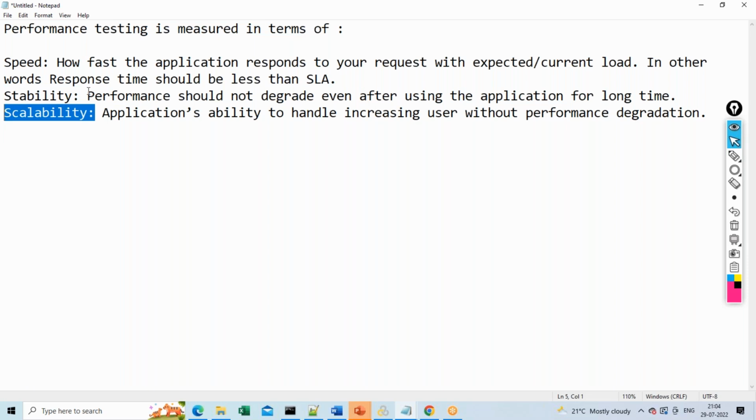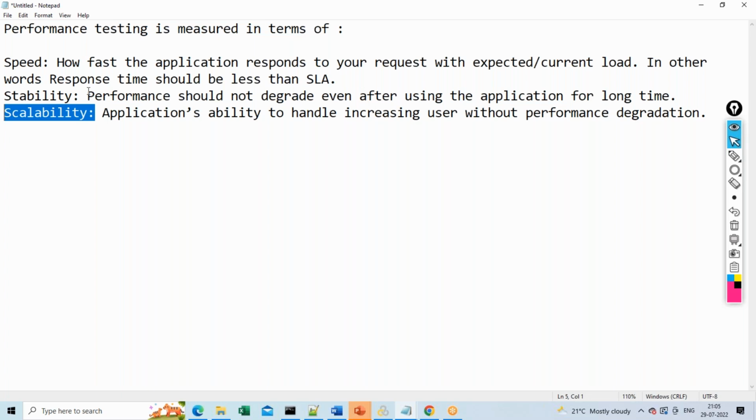But earlier, maybe a few years ago, I cannot say the exact time, performance testing was measured only in terms of speed. When I say speed, I mean how fast the application responds to your request. That means you click a link or a button, how fast do you get the response? Performance testing was always measured in terms of speed earlier, but considering the recent changes in the performance testing world, it is now also measured in terms of stability and scalability.